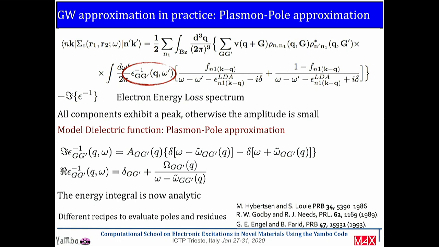Here are some references: Ibers and Lewitt, Godby-Needs, Engel, Farid. What Yambo implements is the Godby-Needs recipe, which means essentially performing a calculation for two frequencies: usually the static value, omega equals zero, and a complex frequency, which is an input of our calculation. Then this is two equations in two variables. We get the two values, and we can plug them here in the analytic expression of the frequency integral.